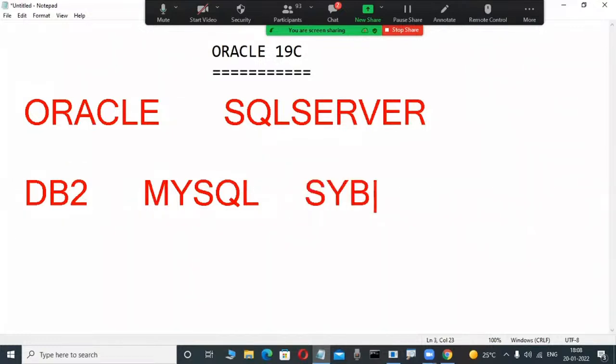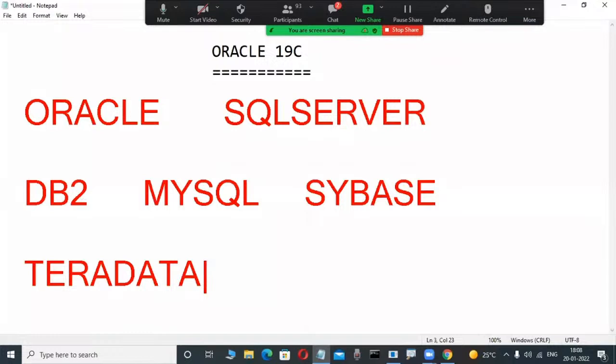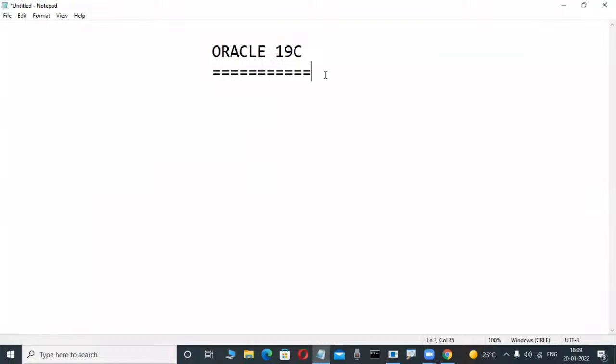Again, Sybase is a database product from Ingres Corporation. Again, Teradata. Many fellows, data warehousing application programmers, may have an idea. Teradata is a database product from NCR Corporation. SQLite is a database product. Like this, so many database products are there from different companies. That's why Oracle is always one of the popular database products.